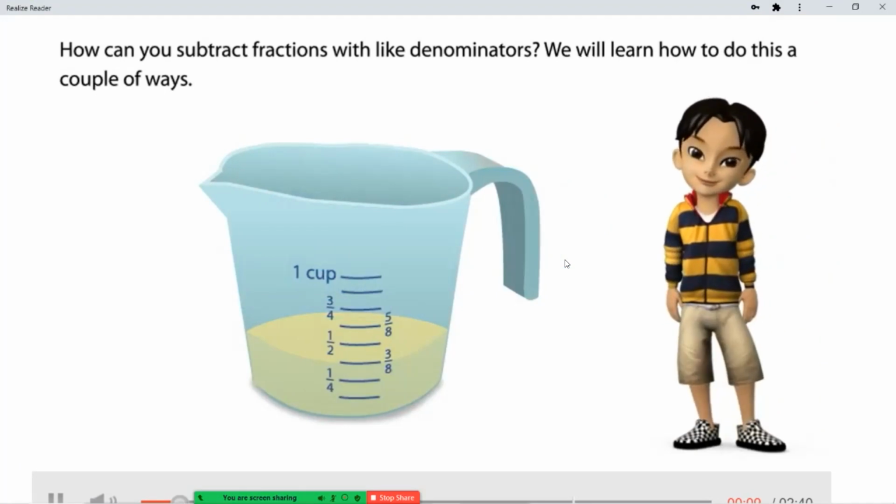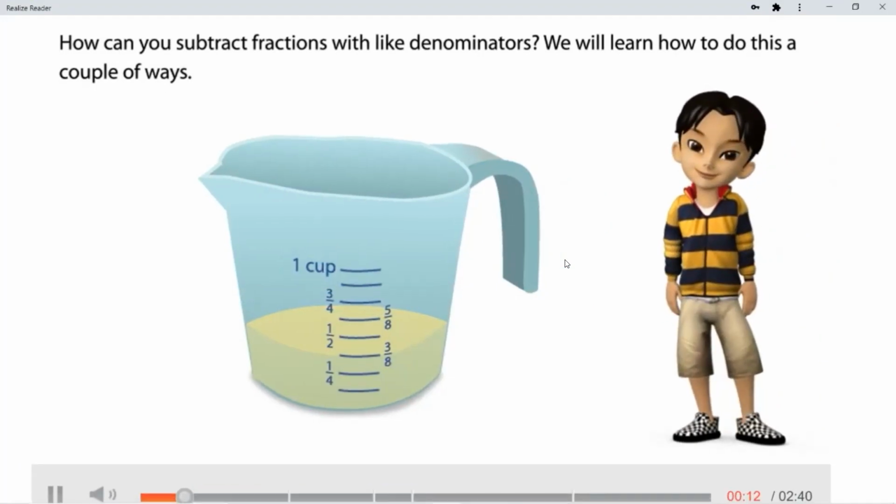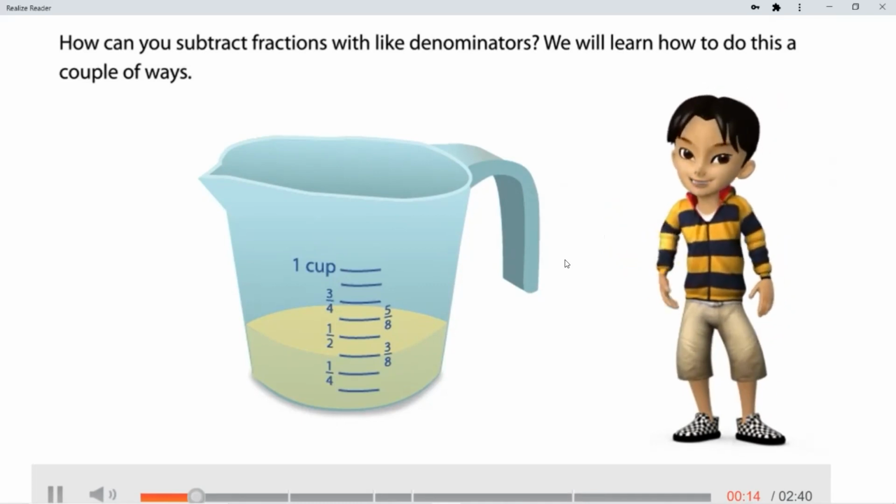How can you subtract fractions with like denominators? We will learn how to do this a couple of ways.